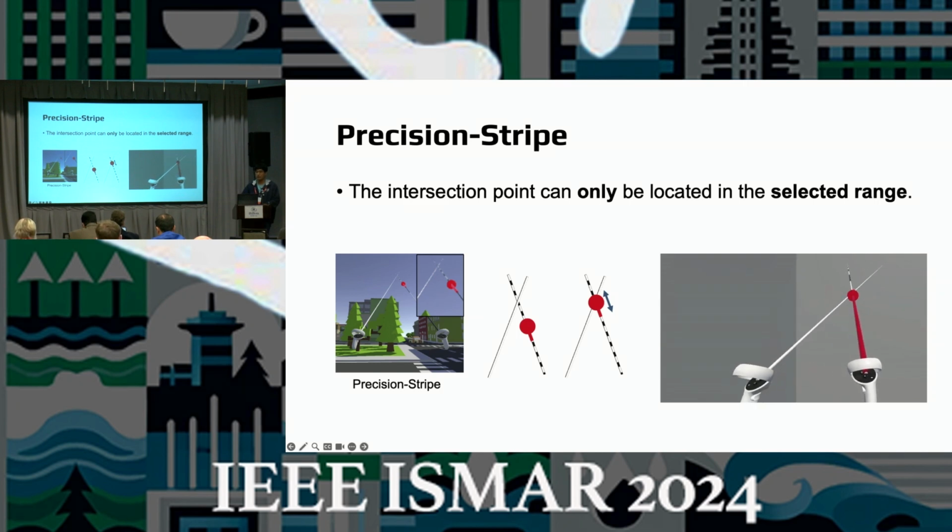Using the joystick, the user can select the strip. When a user pushes it, the selected strip goes further, and when they pull it, the strip comes closer. But the crossing point in this technique can only be located in the strip in the selected range. So this can help the user make a selection more accurately than the previous one.